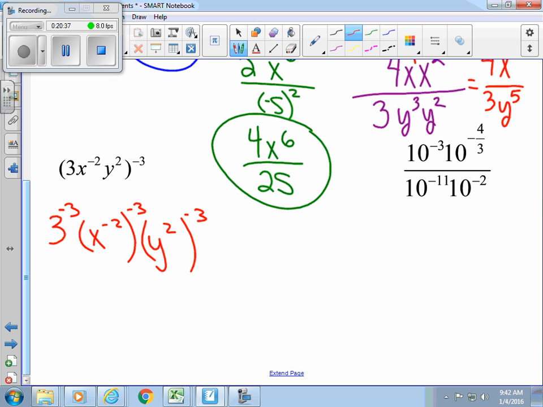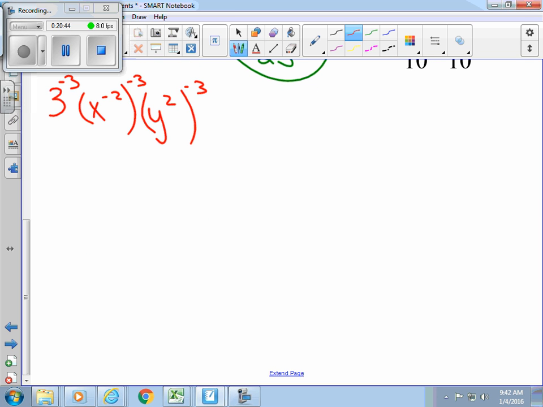I'm going to go ahead and do the multiplication. Power raised to a power, I multiply. So negative 2 times negative 3 gives me x to the 6th.